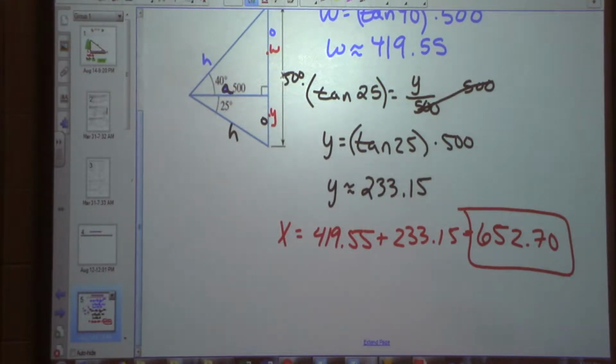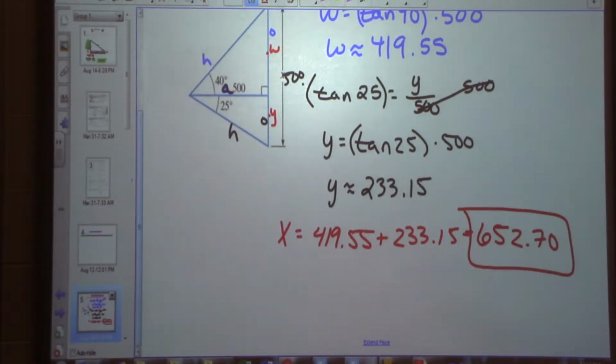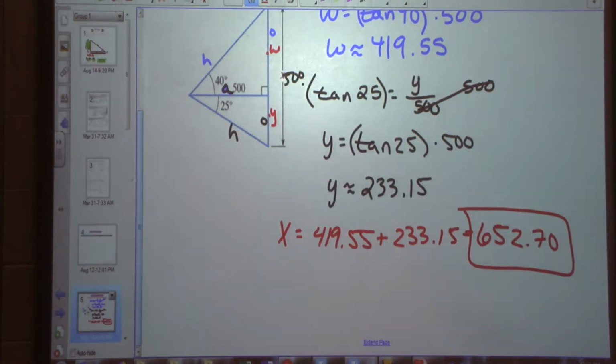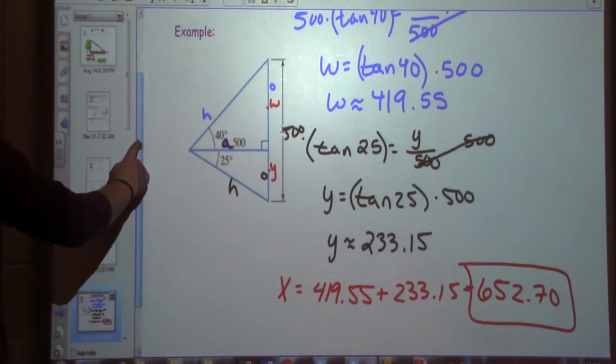Pretty easy problem, right? Go ahead and try the next one, the one to the right of it. We set it up just how we set up this one. It's giving you a triangle that's split into two 90-degree triangles. Find those two side lengths, add them together. I'll leave this one up here for reference.